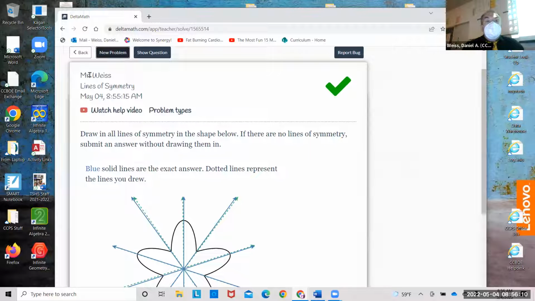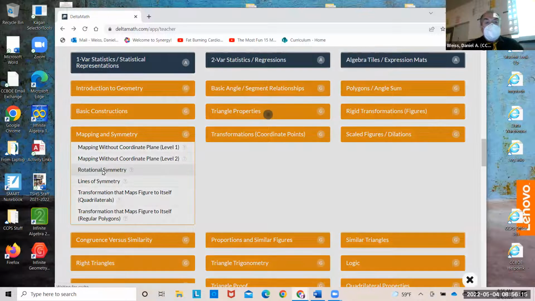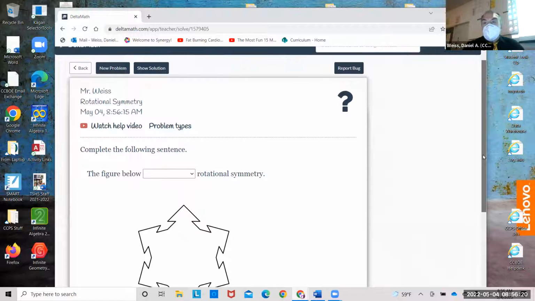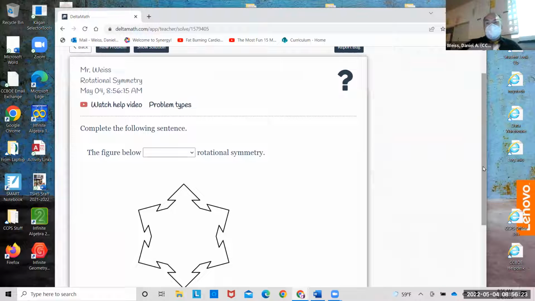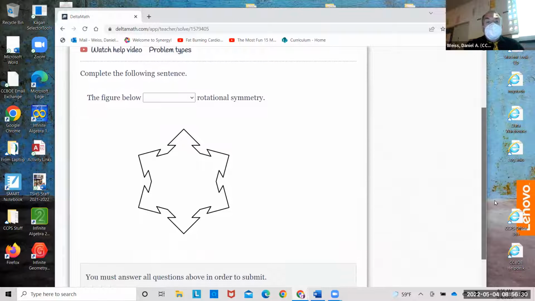Now, that was lines of symmetry. Today, I'm also going to show you rotational symmetry. Rotational symmetry means rotating in a circle, okay? So what you're going to do is, first, you're going to say, does the figure have rotational symmetry? So you got to click in this drop-down menu. It has or does not have. Okay.